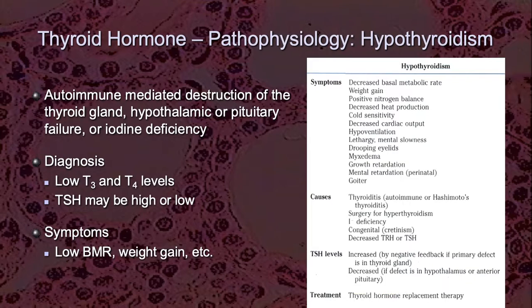Hypothalamic or pituitary failure, because that thyroid is stimulated by TSH, thyroid stimulating hormone, which came from your anterior pituitary, which was given signals by your hypothalamus. So anywhere in that pathway can be damaged. Or iodine deficiency. One of the primary components of TH is iodine. So you need to make sure you have a balanced amount of iodine in your diet.